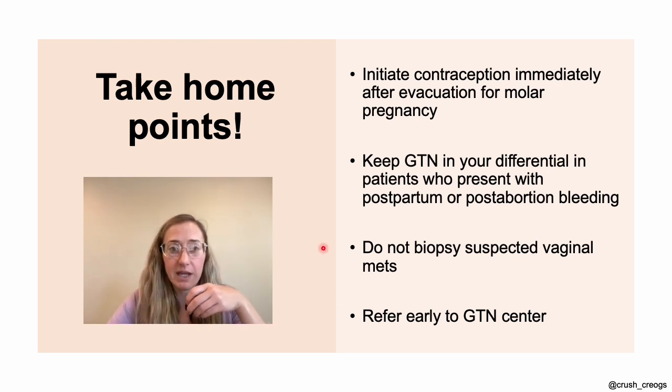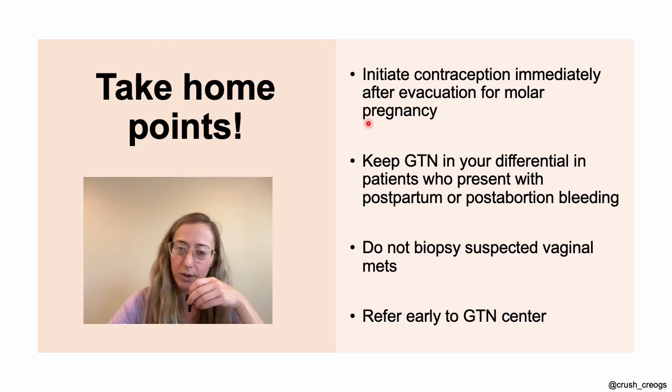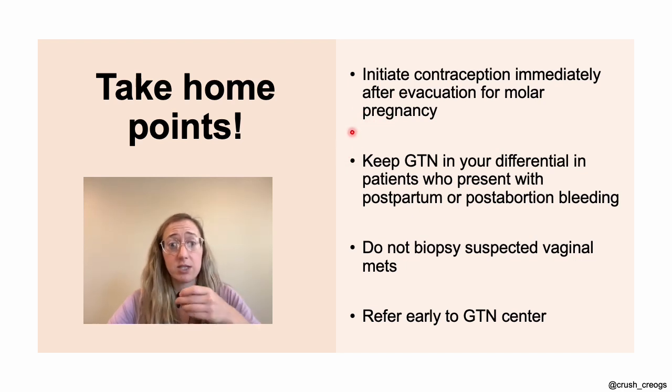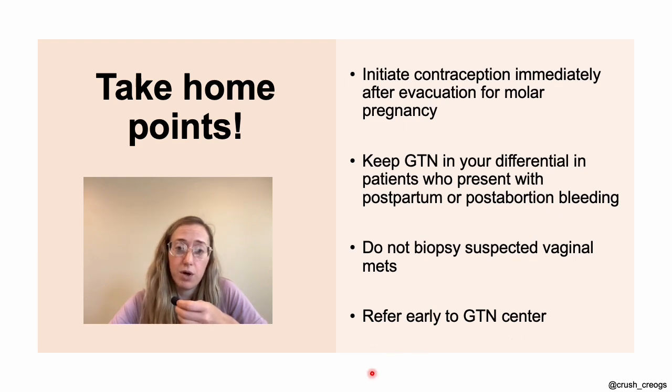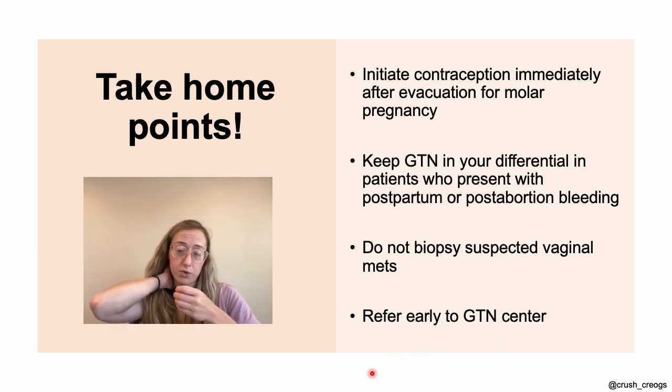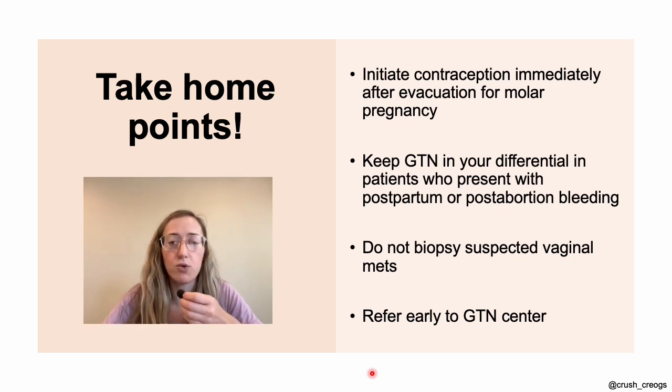So that was a lot, but take-home points: contraception immediately. This was from the first lecture, but still important to hammer home. Always keep GTN in your differential if a patient presents with bleeding postpartum or post-abortion. Do not biopsy suspected vaginal mets. They will bleed or hemorrhage if this was from a choriocarcinoma, GTN. And then refer early if you are not familiar or you don't treat a lot of GTN, then refer these to your most local GTN center for patients to get the best care.